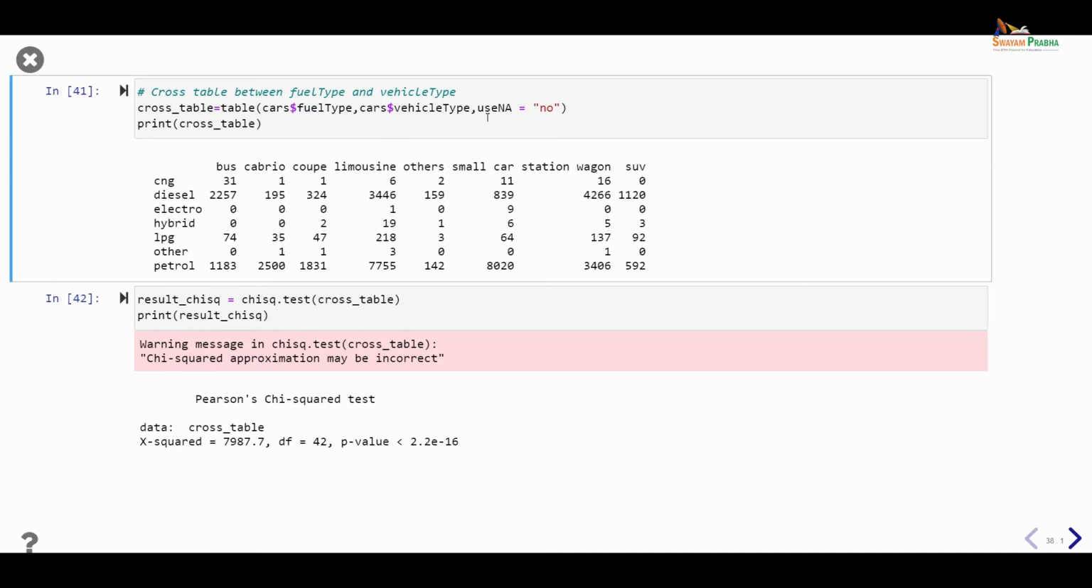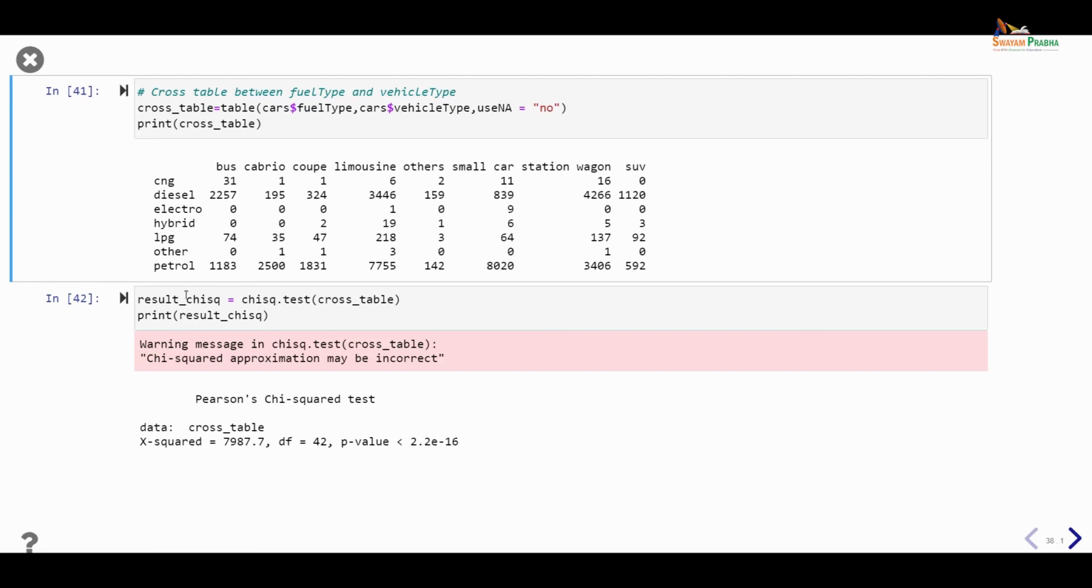Now under the parameter use NA, I'm going to mention it as no, because we don't want any of the NAs to be used to compute this cross table. So you see a gist of the cross table here below. To conduct the chi-square test, I'm going to be using the function chisq.test. The input basically is the cross table, or the contingency table, that we've earlier built. This is the reason for building a cross table, because that becomes the input to the chisq.test function.